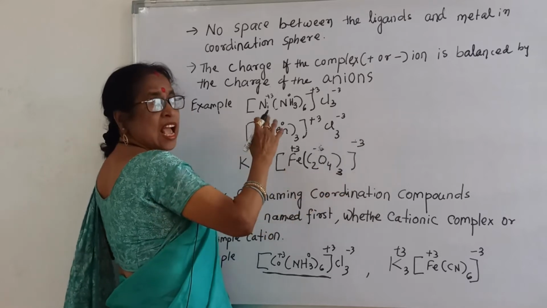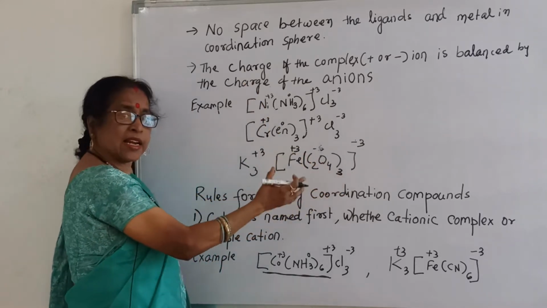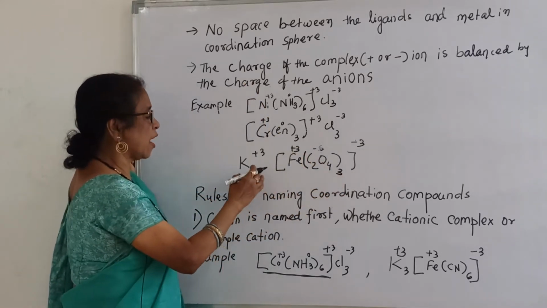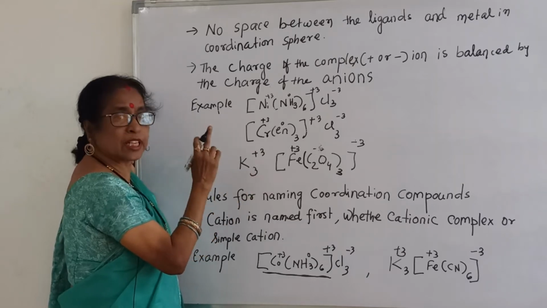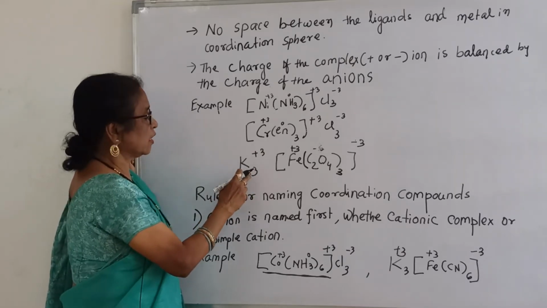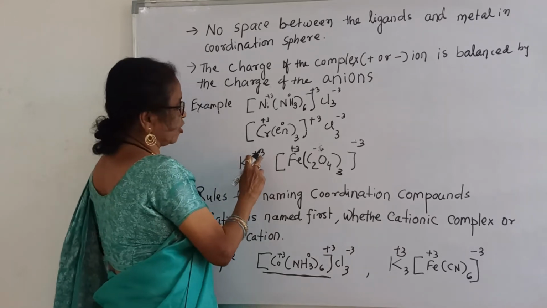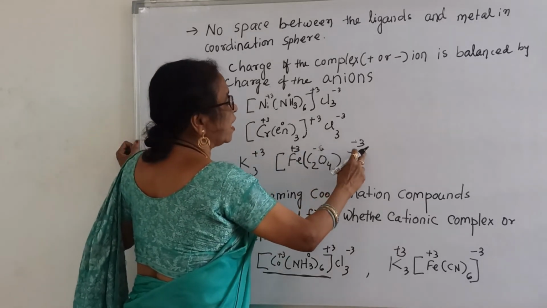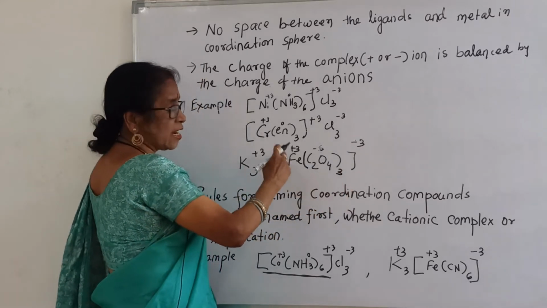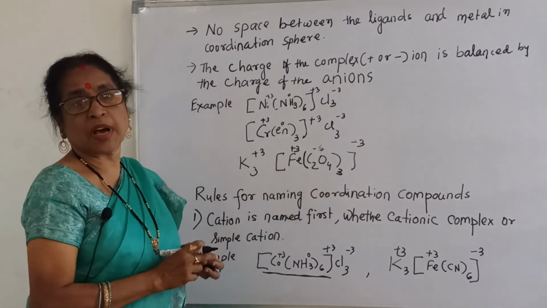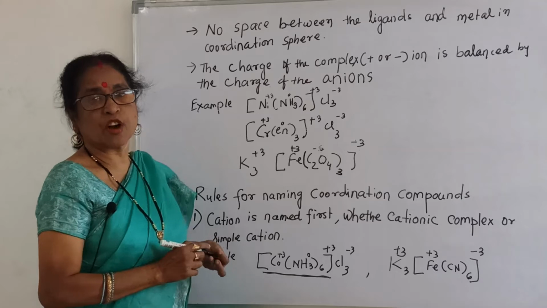This is an anionic complex. The anionic complex is balanced by potassium 3. Potassium is plus 1, 3 means plus 3. So plus 3, that is the cationic charge, is balanced by the anionic charge, where the anion is a complex one. So it is called an anionic complex.